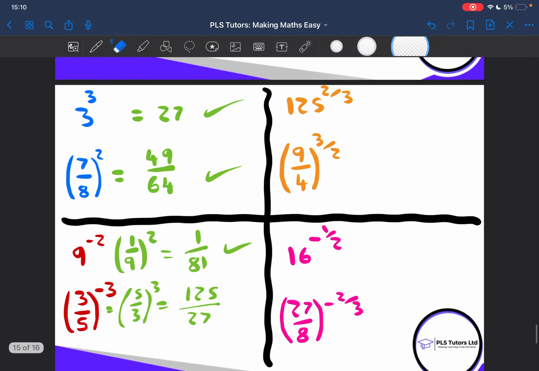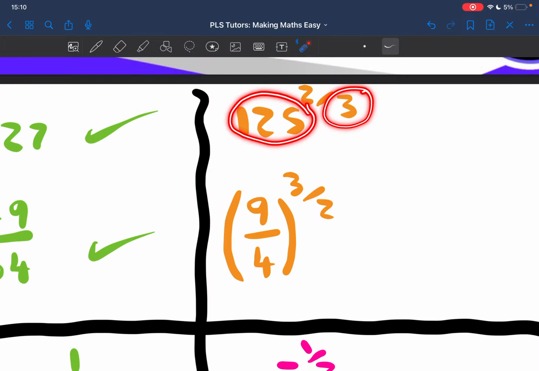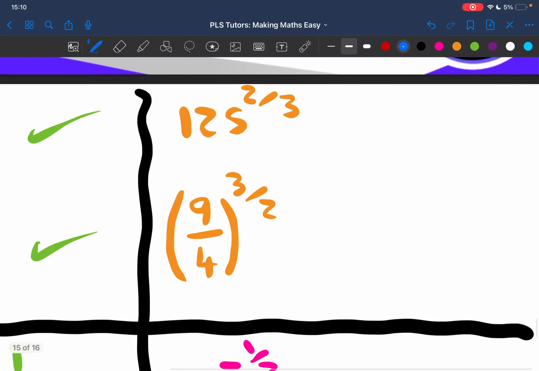Because we have a 3 on the bottom. So once again, we cube root 125. That gives us 5. We've got rid of a 3. It's still to the power of 2. 5 squared is 25.